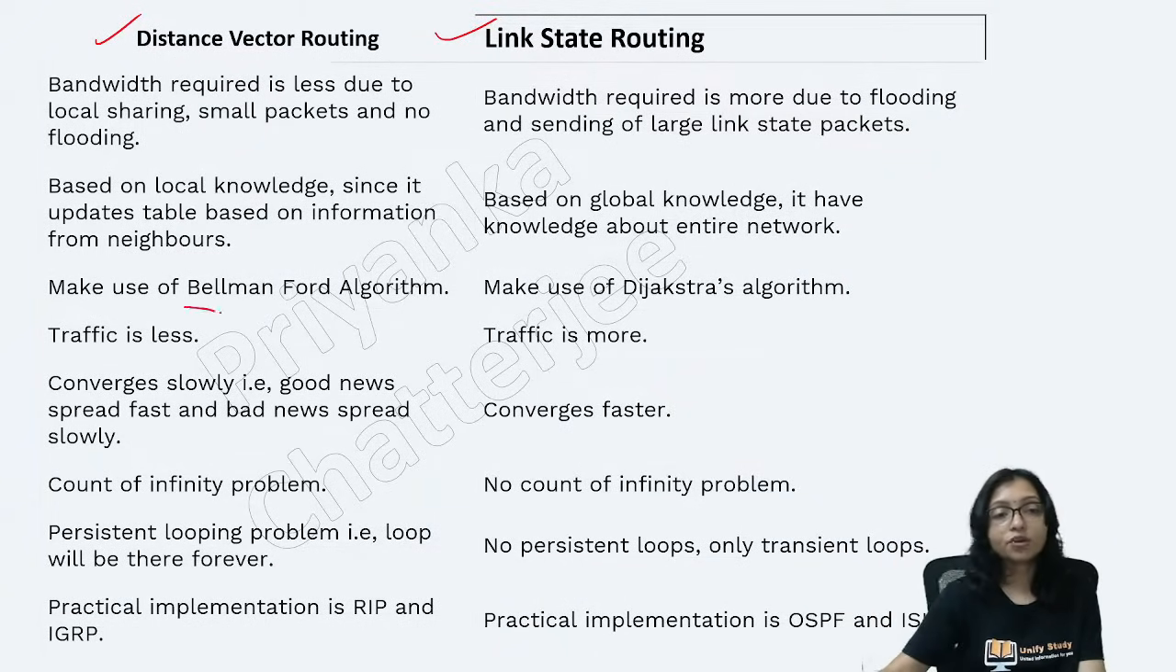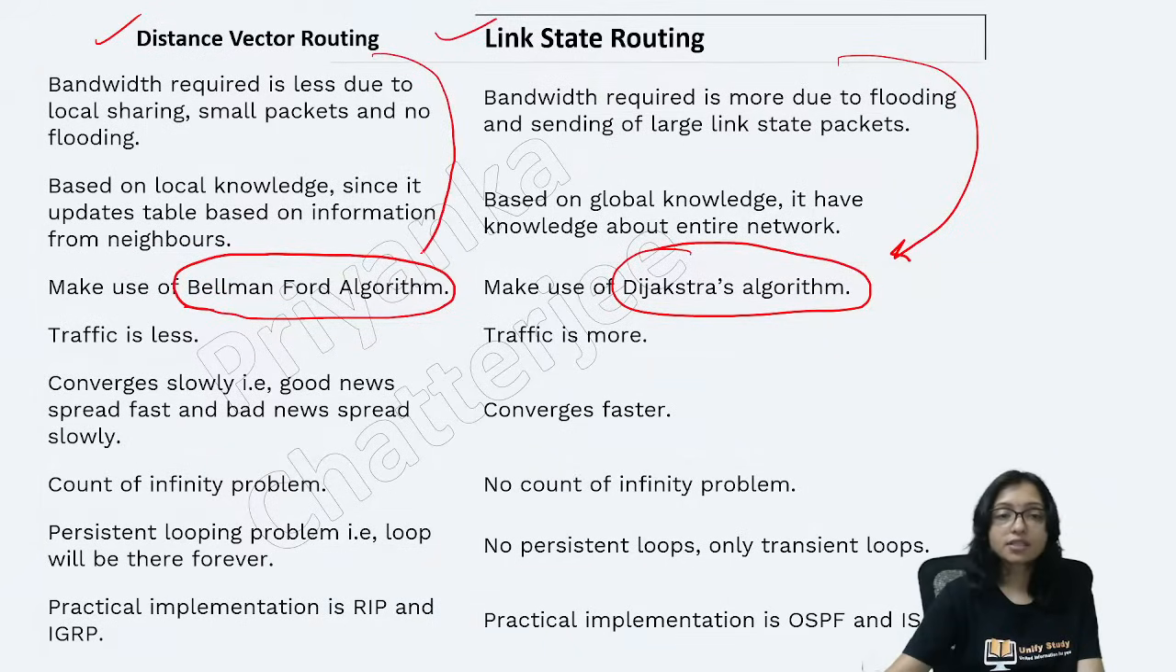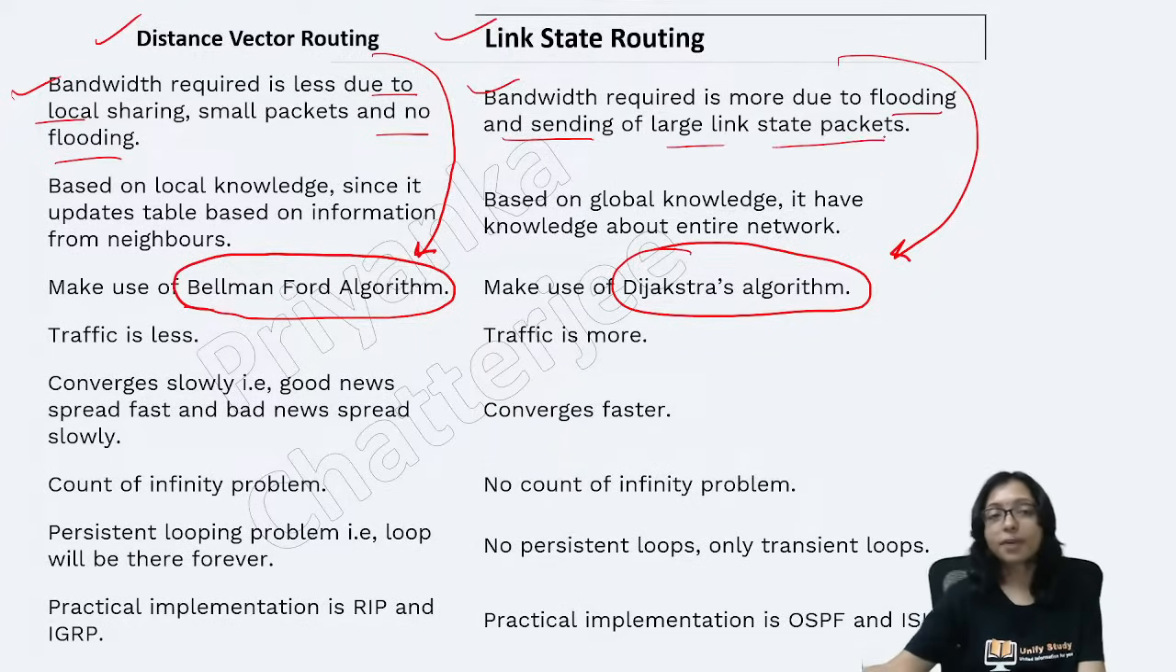The Bellman-Ford algorithm we discussed yesterday, and Dijkstra's algorithm, that time I told you it is related to routing. Remember that link state routing works as per Dijkstra, and distance vector routing works as per Bellman-Ford. So the bandwidth required is less in distance vector due to local sharing, small packets and low flooding. Here the bandwidth is more because of flooding and sending large link state packets.